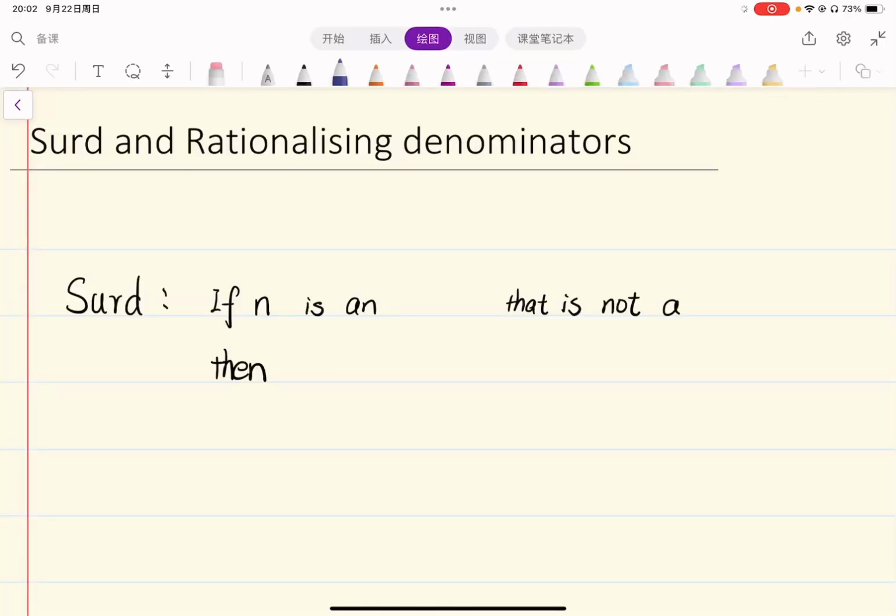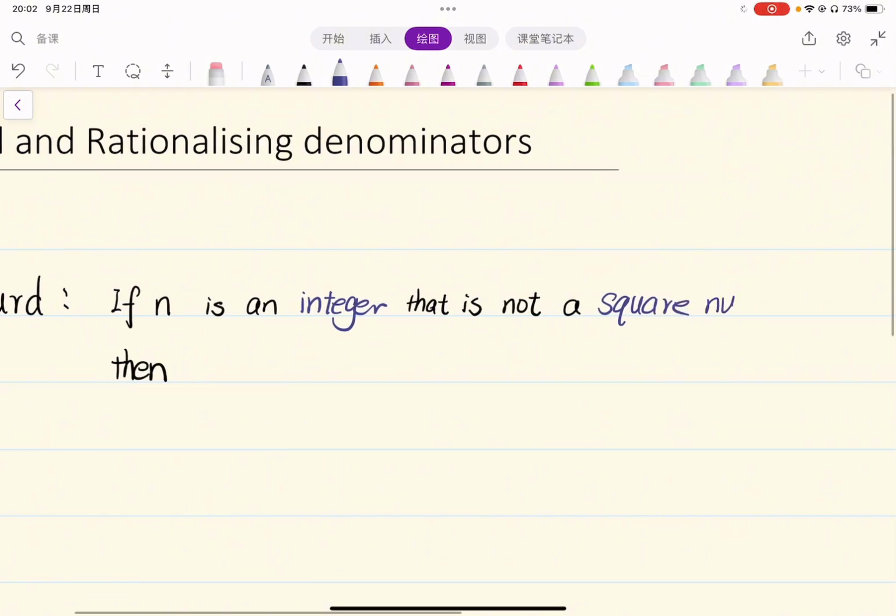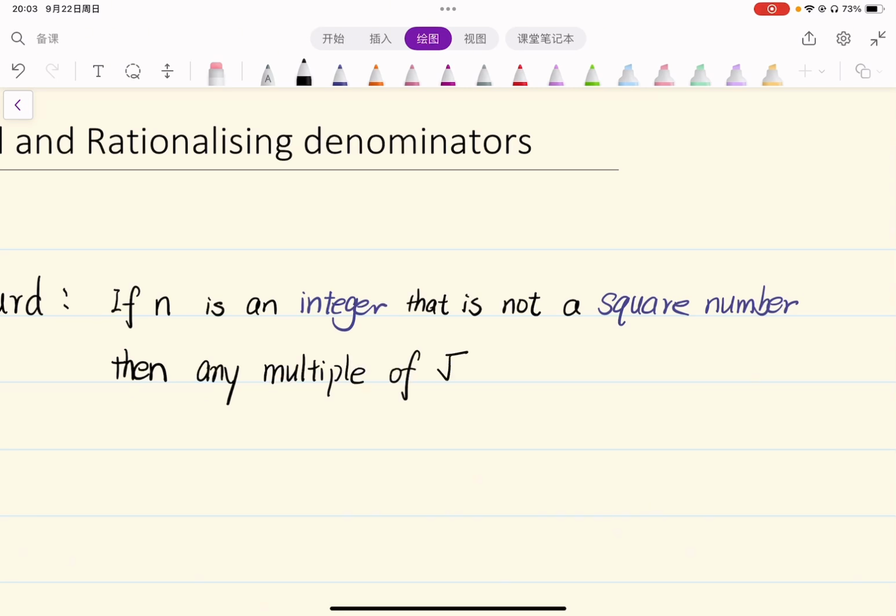Hello everyone, in this video we are going to learn about surds and rationalizing denominators. What is a surd? If n is an integer that is not a square number, then any multiple of the square root of n is called a surd.